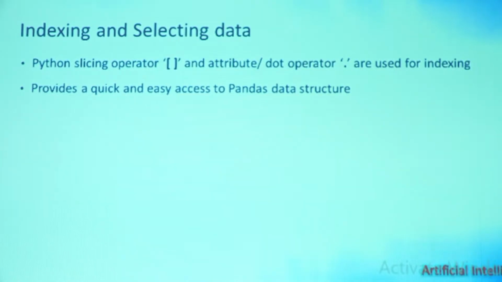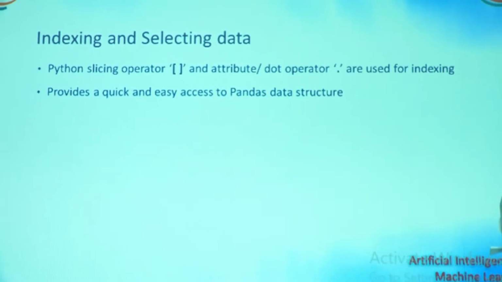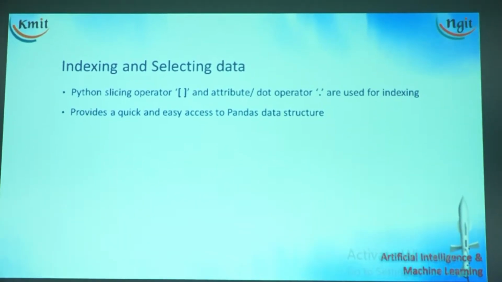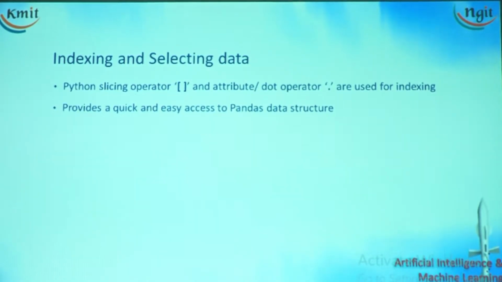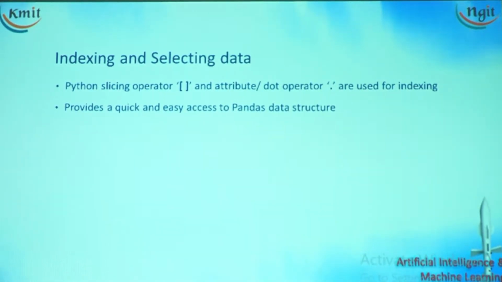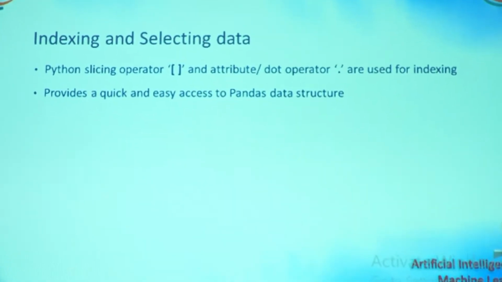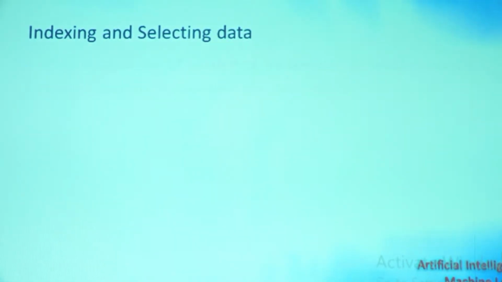Now, the next step is to access this data frame. So obviously we are going to use indexing and slicing. You are all very good with slicing and indexing, it will not take much time for you. The same slicing operator, which is your square bracket, and then a dot operator, we use it for indexing, and it provides quick and easy access to pandas data structures.